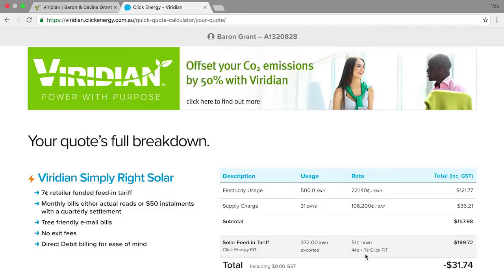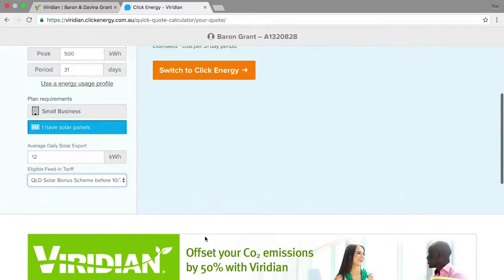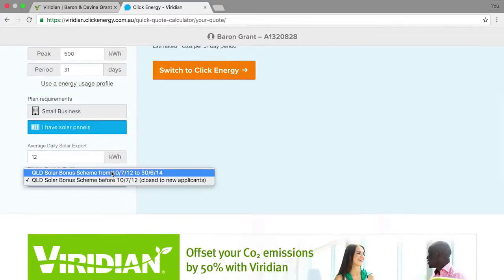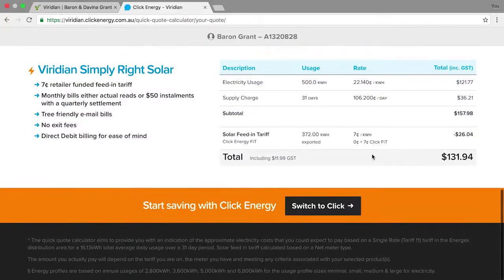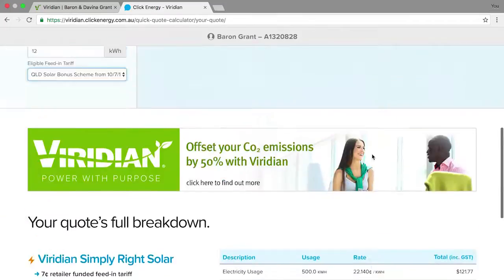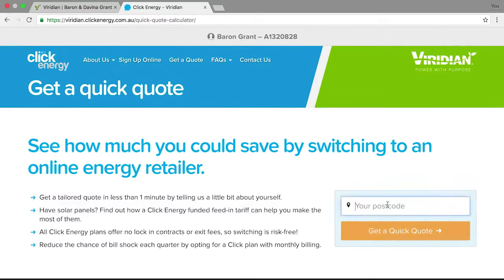Click Energy can do better than that. We can offer 7 cents, so they would be getting 51 cents total in Queensland. And of course, if they didn't get in on time, it would just be the 0 cents from the government with the 7 cents from Click Energy. Finally, South Australia.